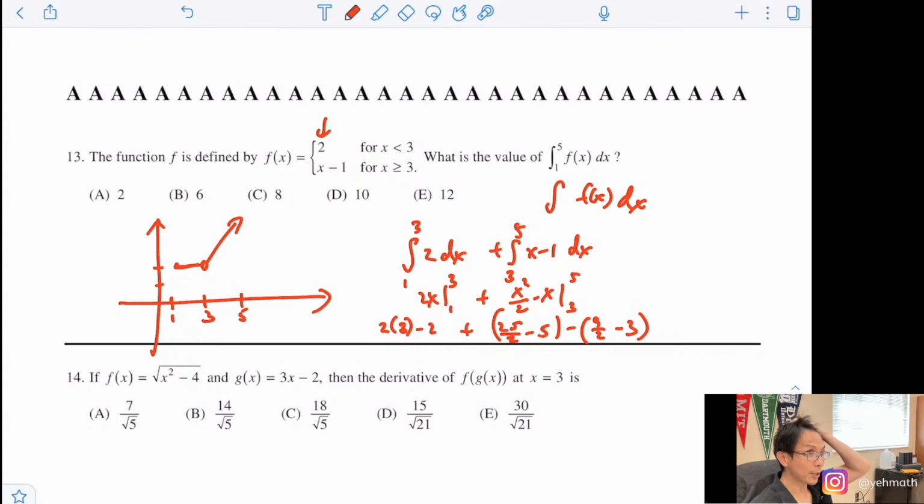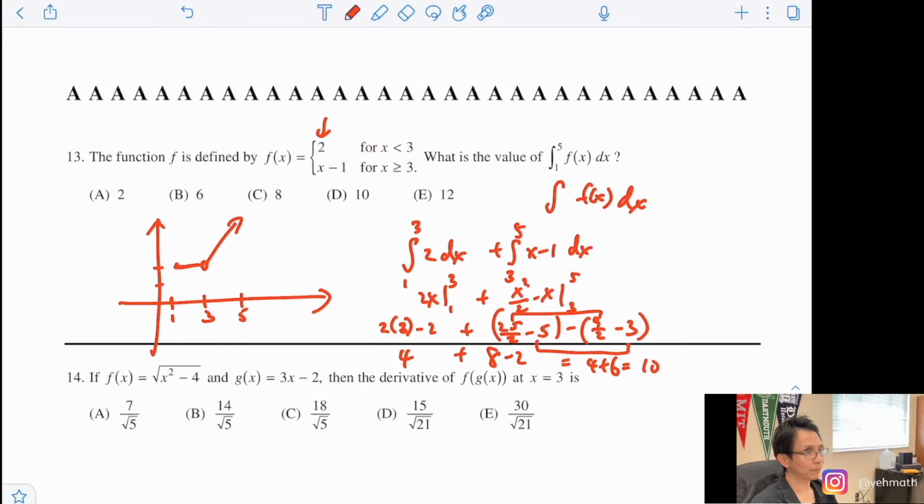So far, do you guys understand? So that's equal to 6 minus 2, which is 4. And this one, I subtract those two here first. 25 minus 9 is 16. 16 over 2 is 8. Minus 5 plus 3 is minus 2. So it's equal to 4 plus 6, which is 10.